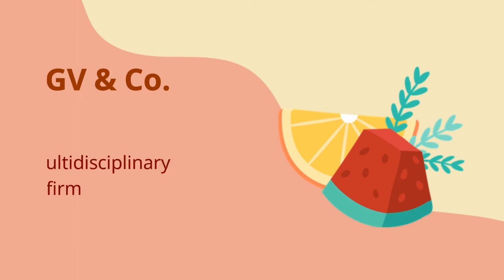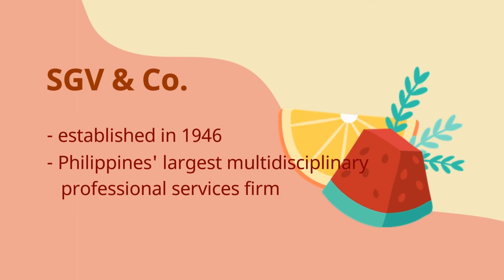Step 3. Examine the audit report. URC's financial statements were audited by Sisip Gores Velayo and Company. The audit firm was established in 1946 and it is the Philippines' largest multidisciplinary professional services firm that provides integrated solutions and draws on deep and diverse competencies in assurance, tax, consulting, and strategy and transaction services.